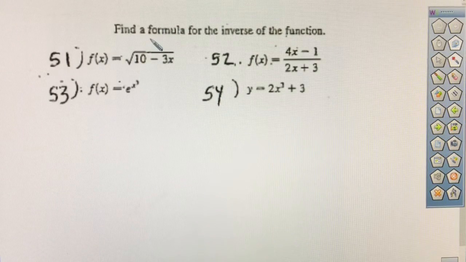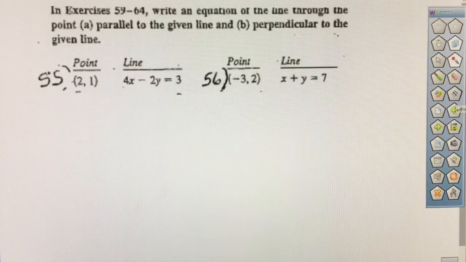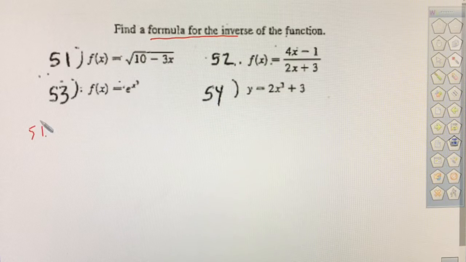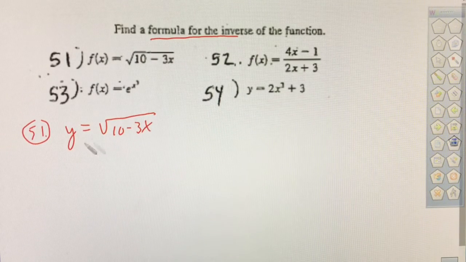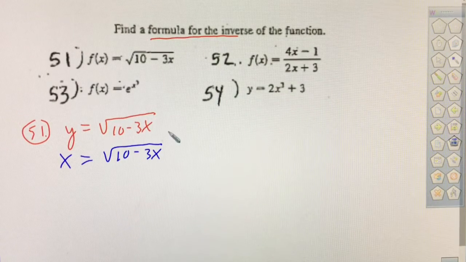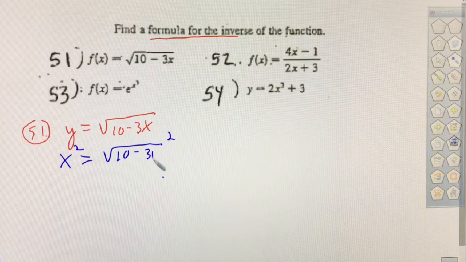Number 51, they want me to do the inverse function. So inverse for 51, I like these. I'm going to rewrite it as y equals the square root of 10 minus 3x. Flip-flop the x and y, so it's going to give me a new equation of x equals the square root of 10 minus 3y. Inverse operation, square both sides. I'm supposed to solve it for y now.